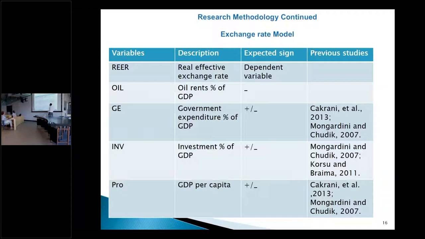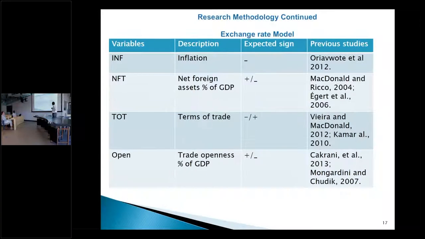The expected sign between the dependent and independent variable for the exchange rate model should be negative according to the theory. Government expenditure could be positive or negative. Investment could be positive or negative. GDP per capita could be positive or negative on the exchange rate. Inflation and the real exchange rate are negatively correlated. Then net foreign assets and terms of trade openness.